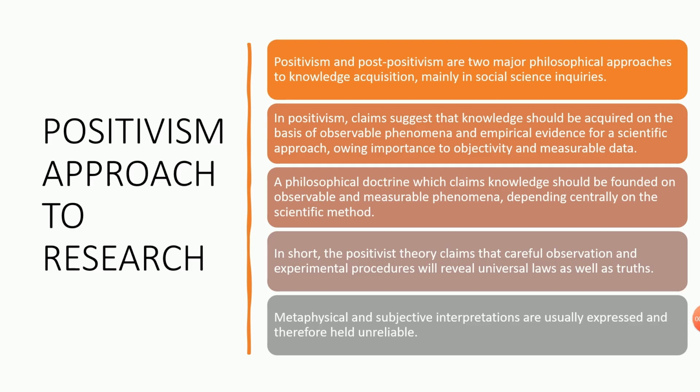See the second stanza. In positivism, it suggests that knowledge should be acquired on the basis of observable phenomena and empirical evidence for a scientific approach, which owes its importance to objectivity and measurable data. It is a philosophical doctrine which claims knowledge should be founded on observable and measurable phenomena, depending centrally on the scientific method.